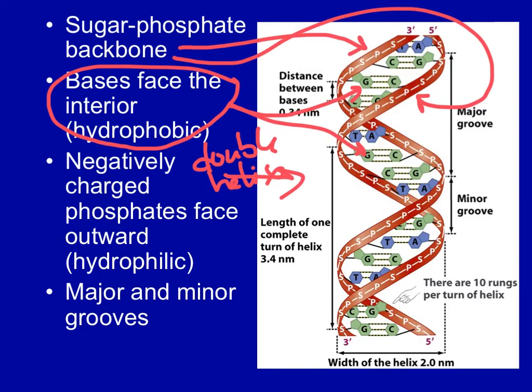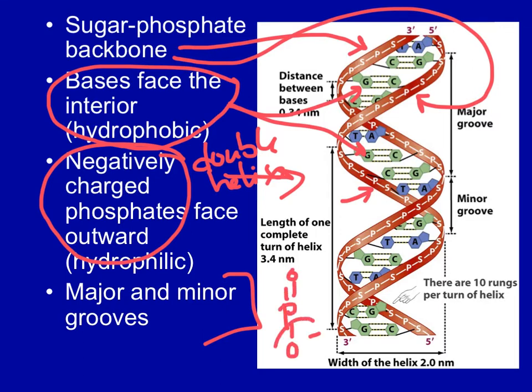If you study DNA, you're going to figure out that there are these major and minor grooves. I don't care so much about that. I do care that you know that DNA is highly negatively charged, and it's because of the phosphates on the outside. Remember, each phosphate has a negative charge on it, and this makes DNA one of the most negatively charged molecules in your body.